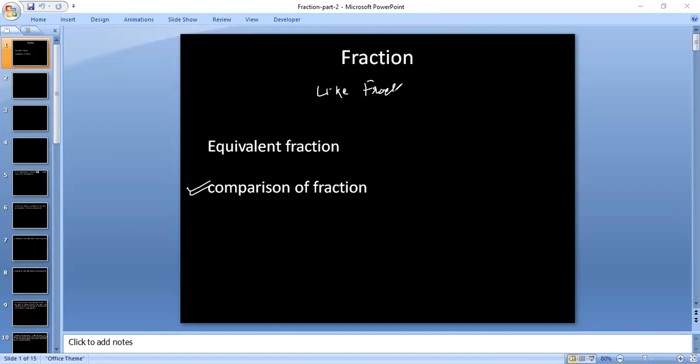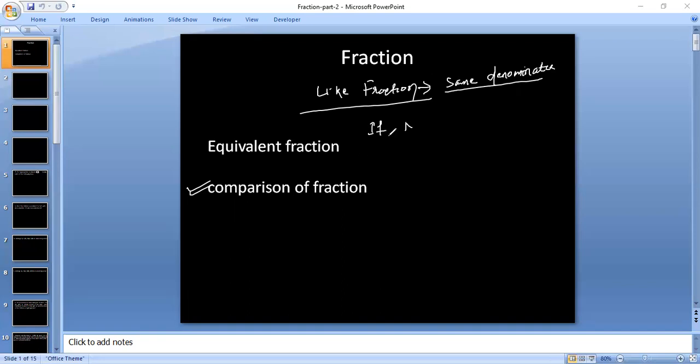In case of like fractions, it is very easy to determine which fraction is greater. In case of like fractions, you find the same denominator. So in that case, we should focus only on the numerator.